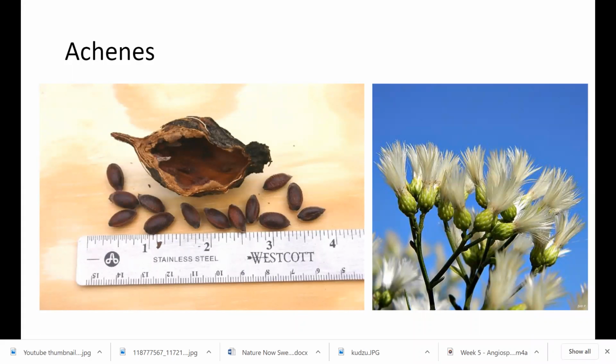And then we have Baccharis halimifolia, which is another tree we'll learn in lab, a shrub actually, and that has achenes because it's an Asteraceae. So Calycanthus floridus and Baccharis halimifolia.